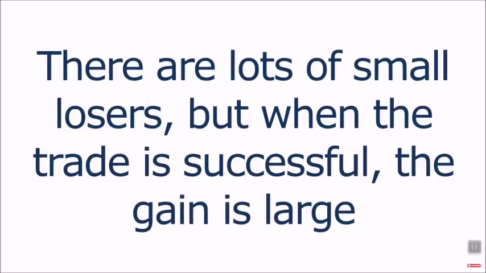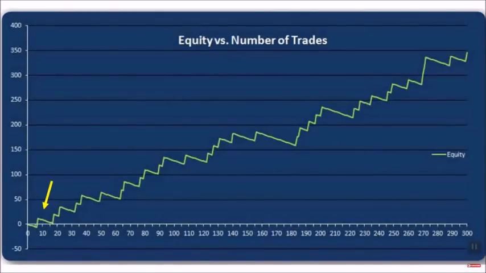An example of a plan capable of this behavior is one where each trade risks a small amount of capital with the small expectation of hitting a home run. And there are lots of small losers, but when that trade is successful, the gain is huge. Now this example starts with a number of losing trades followed by a win that more than makes up for the losses.